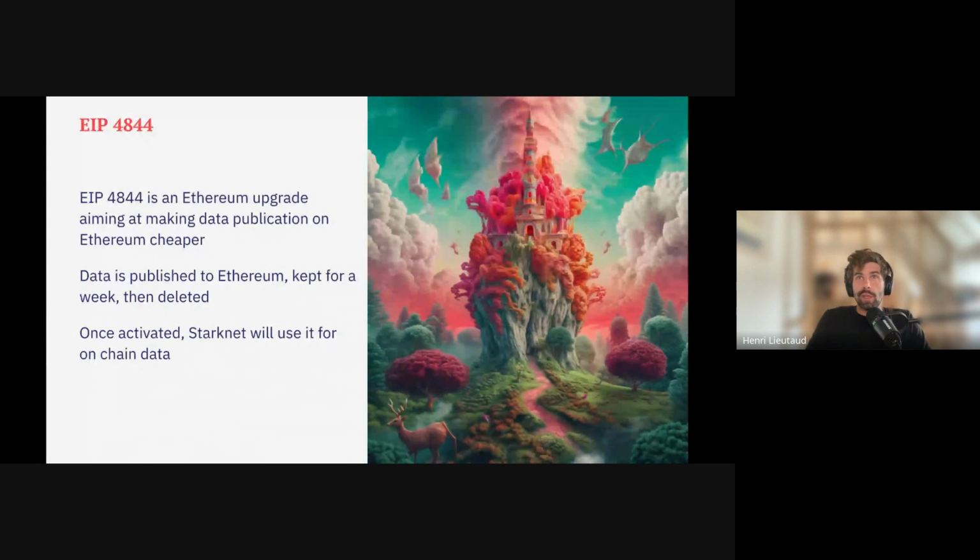EIP-4844 is a really interesting construction, and it's also a great avenue for Starknet to reduce its cost. So instead of publishing data as part of events, which is expensive, Starknet will publish its state diffs through EIP-4844. And if you're wondering, is it still safe? Well, that's a good question. From most people we talk about this with, they consider it as safe as the alternative.